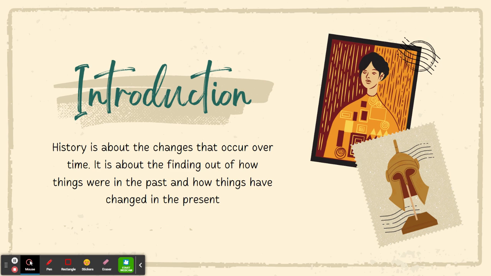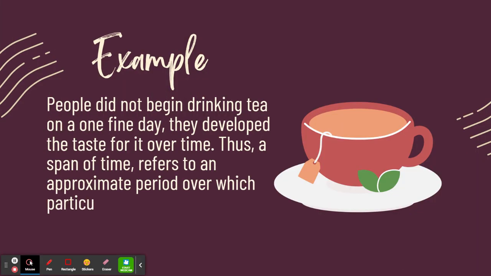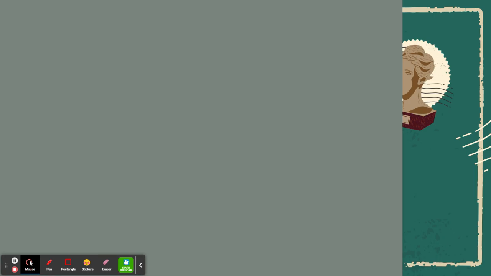Now, history is about the changes that occur over time. It is about finding out how things were in the past and how things have changed in the present. For example, people did not begin drinking tea in one fine day. They developed the taste for it over time. Thus, a span of time refers to an approximate period over which particular changes became visible.